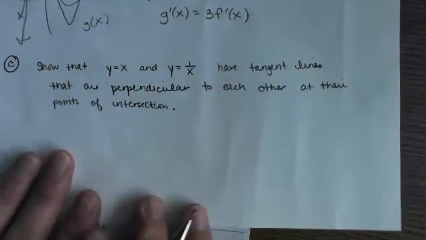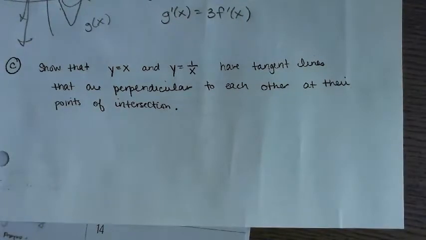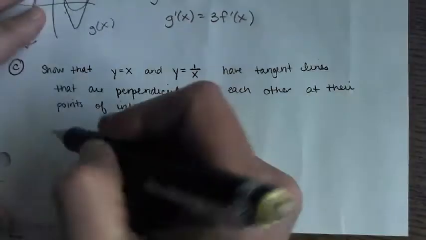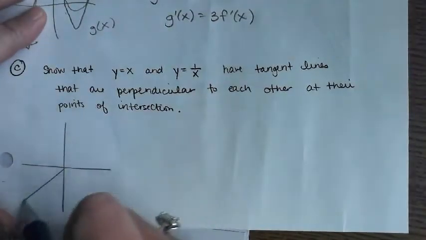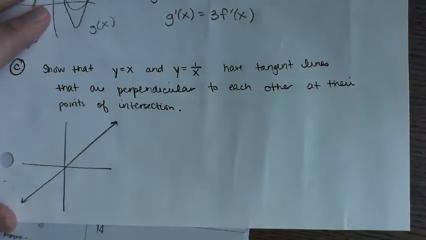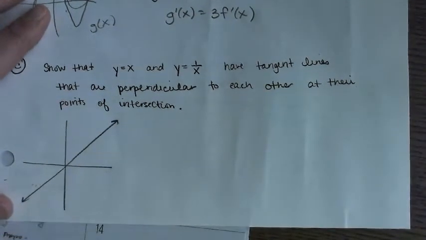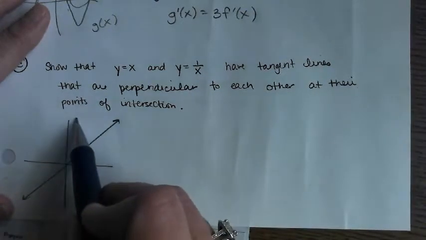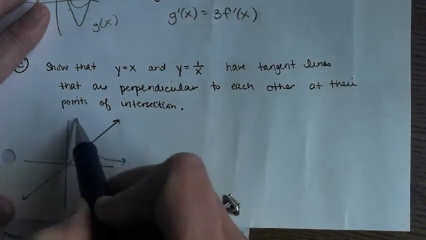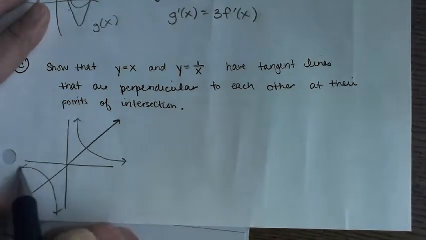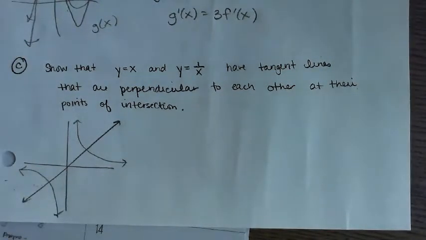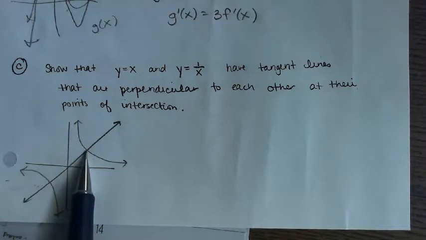Okay. Show that y equals x and y equals 1 over x have tangent lines that are perpendicular to each other at their points of intersection. Ooh, this is fun. First of all, let's do a sketch. Y equals x, and then y equals 1 over x is just your parent graph for a rational function. So they want us to show that at their points of intersection, so let's say this one for starters, their tangent lines are perpendicular to each other.